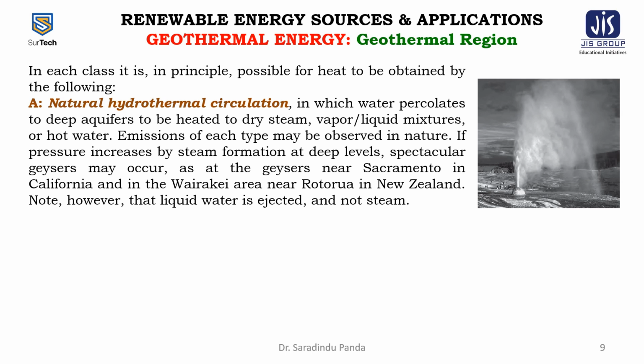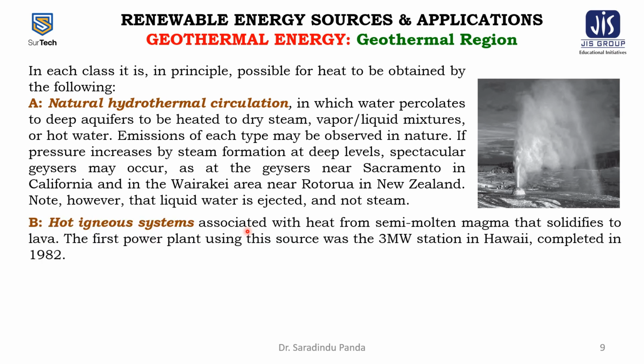The emissions of each type may be observed in nature. As shown in the figure, this is the natural hydrothermal circulation of the hot water, vapor or liquid mixtures that are emitted from the ground to the surface. If the pressure increases by steam formation at the deep levels, spectacular geysers may occur, as at the Geysers near Sacramento in California and in the Waiotapu area near Rotorua in New Zealand. Note that the liquid water is ejected and not the steam.